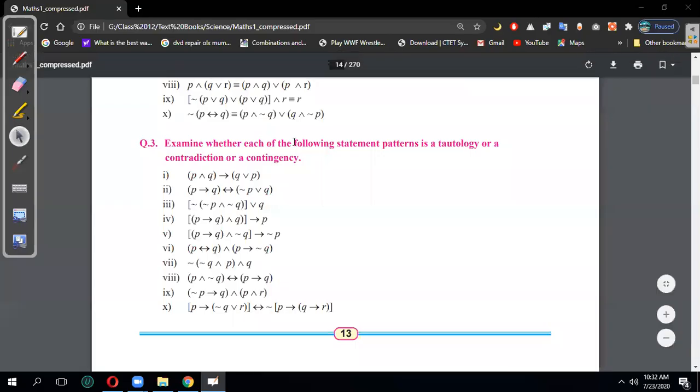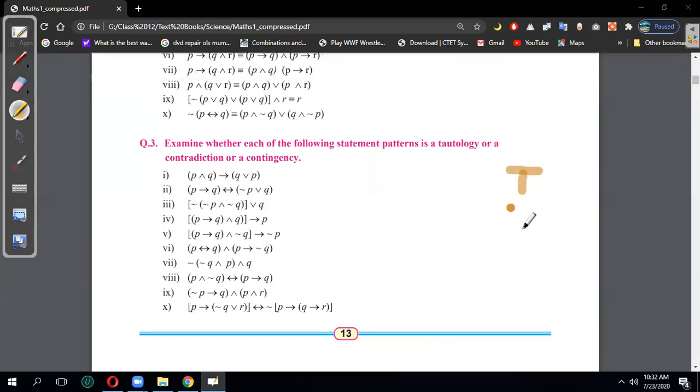Remember, if in the final output all the values are true, true, true, then you call it a tautology. If all the final output column contains false, false, false, then we call it a contradiction. If it comes as a mixture of both, then we call it a contingency. Got the concept? Yes, sir.